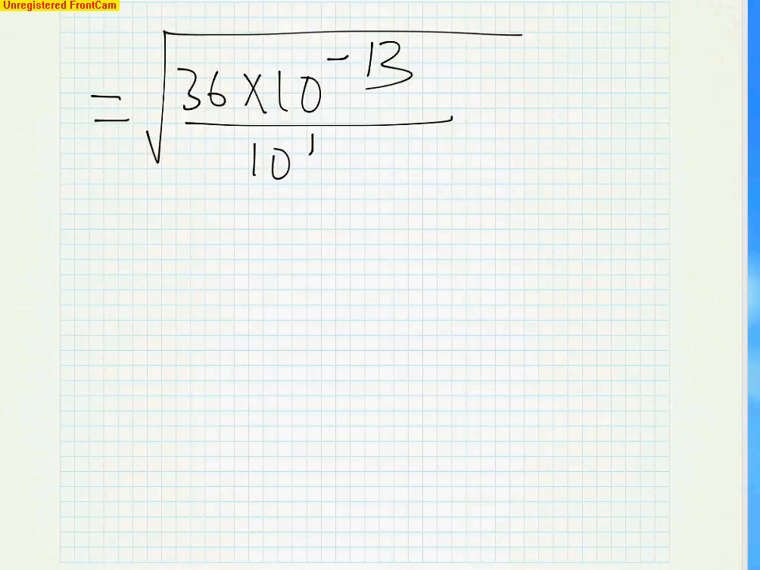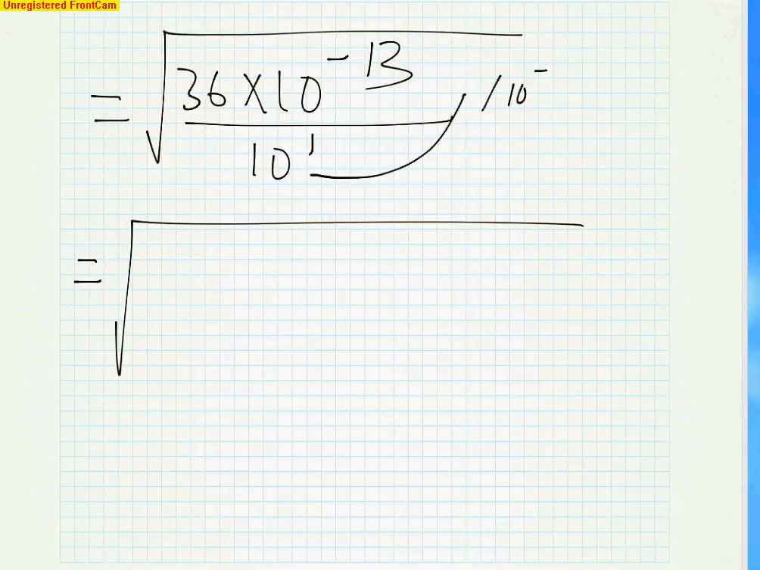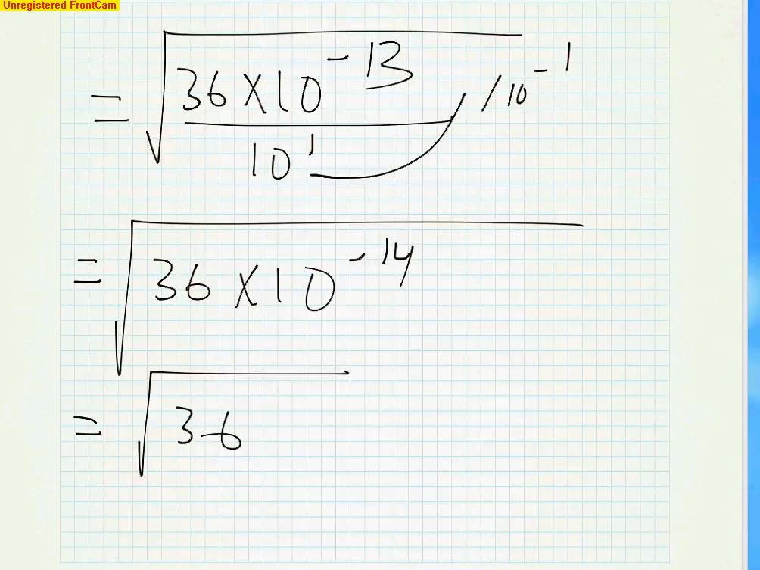And this is actually the same as the square root of, now when I move this 10 up here, it becomes 10 to the power negative 1, and then it becomes 36 times 10 to the power negative 13 plus negative 1, which is negative 14. And since these numbers are multiplying under the square root sign, we can let this become the square root of 36 times the square root of 10 to the power negative 14.